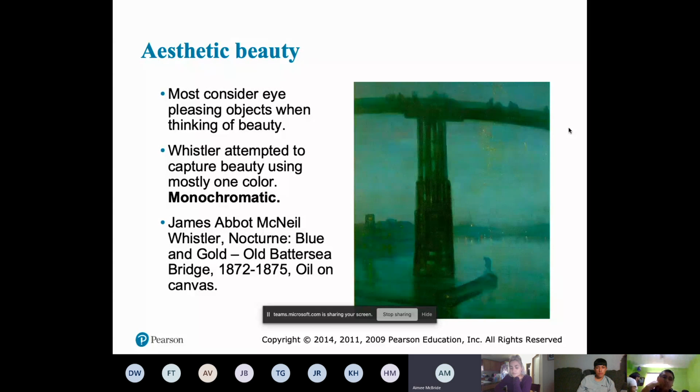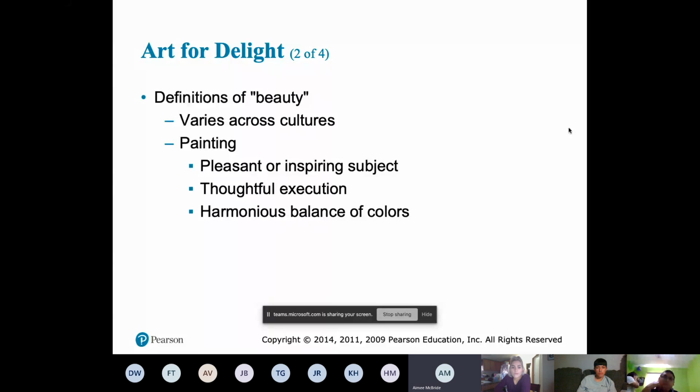Whistler himself thought this was an extremely beautiful painting. He captured the beauty of a firework. However, the public did not agree with him. This was not well received. They did not like it. That's just because people consider different things beautiful. Beauty, the definition of it, varies across cultures, history, time, people themselves. And so because of that, we are going to see a lot of different examples of beauty.